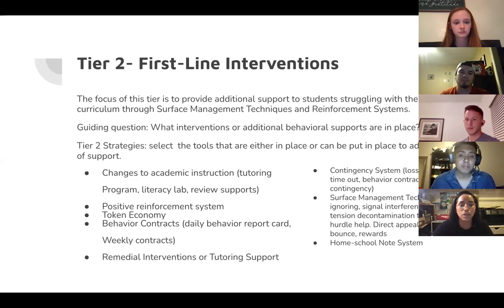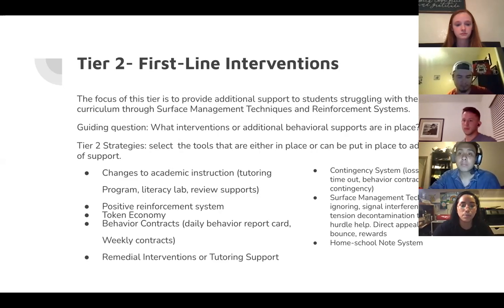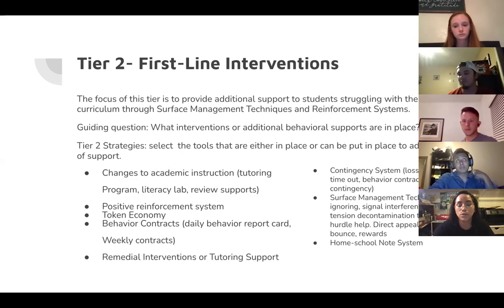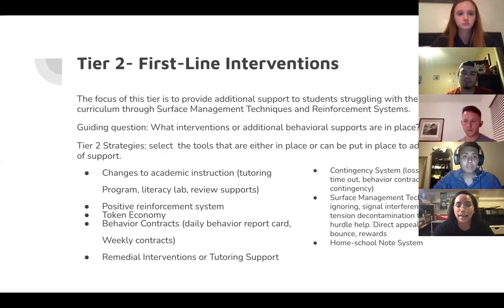In tier 2 strategies, some of them that are listed are changes to academic instruction, which are tutoring programs, literacy lab, review supports. There's also positive reinforcement systems, the token economy, behavior contracts, remedial interventions or tutoring support, contingency systems. Those are like the loss of privileges and timeout, behavioral contracts, group contingencies, surface management techniques. There's a homeschool note system as well.